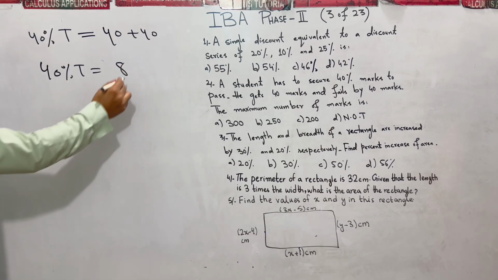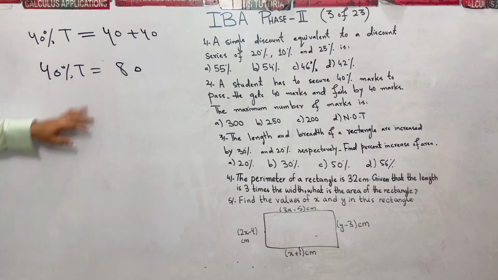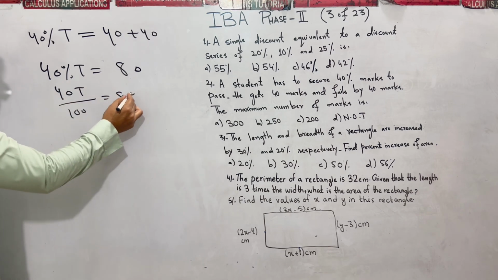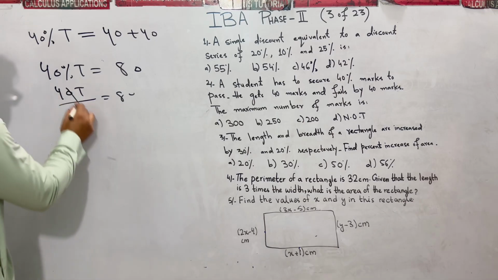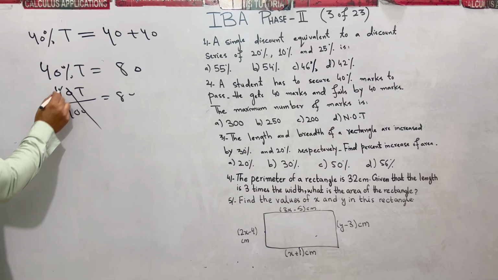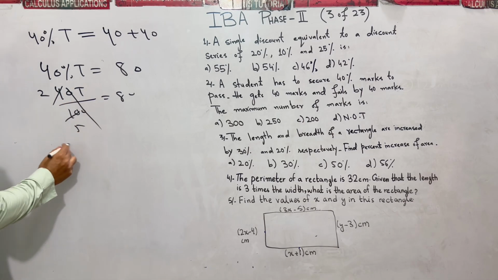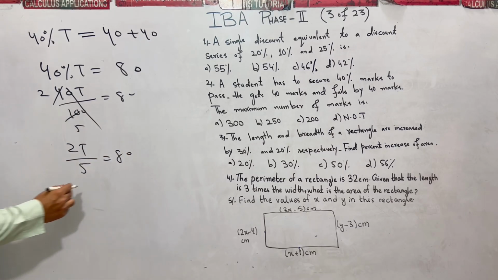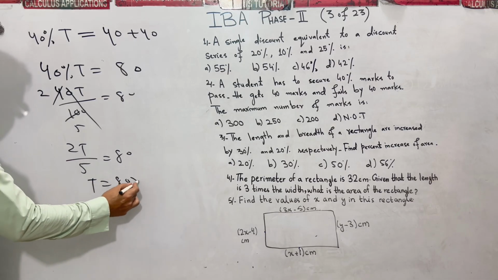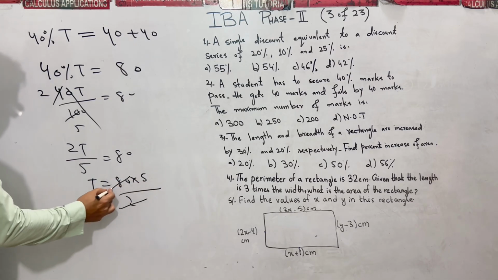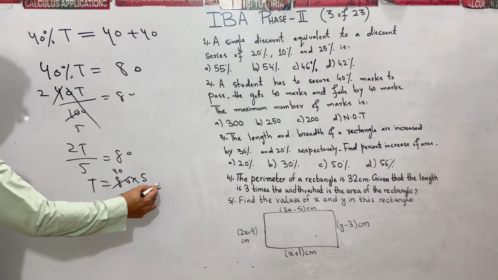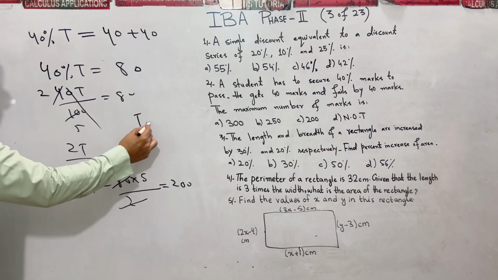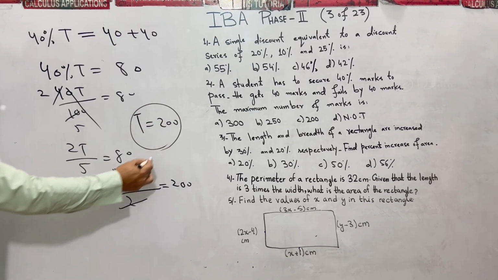Now we have to solve the question for total marks. 40% of the total, to remove percent, divide by 100. Applying tables, the zeros cancel. Table of 2, table of 5. 2 times t over 5 is equal to 80. Solve for t. It is 80 times 5 divided by 2. 4 5s are 20, with a 0 the same. So total marks in that case are 200.